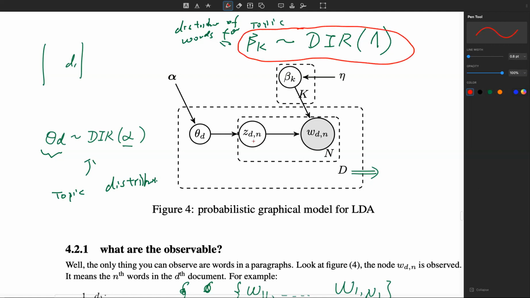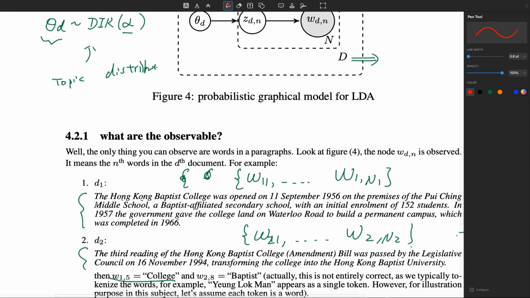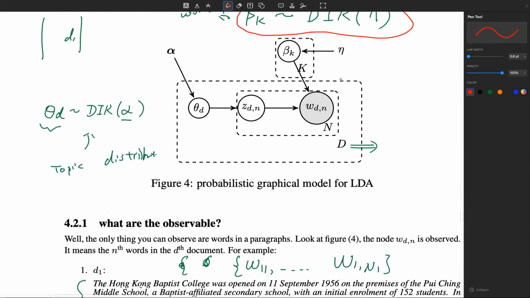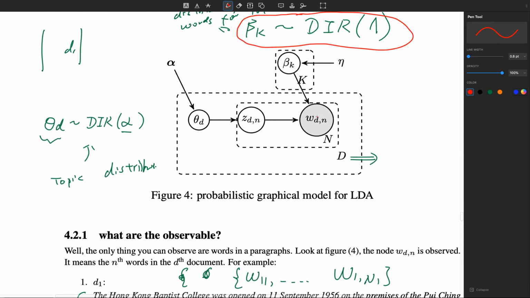Right. So then what's ZDN? If WDN is the nth word of this document, then what's ZDN? Remember the example I'm using here. W15 is the fifth word of the first document. W28 is the eighth word of the second document. So WDN is the nth word of this document. Then what's the corresponding ZDN?